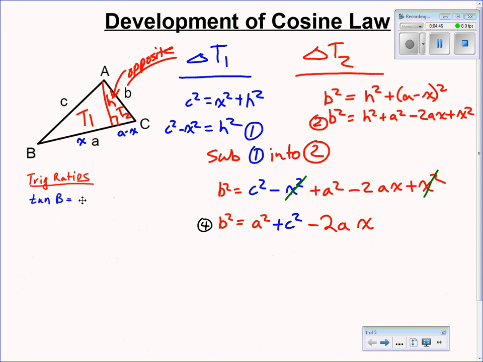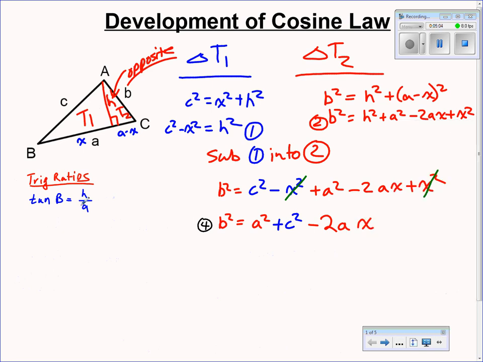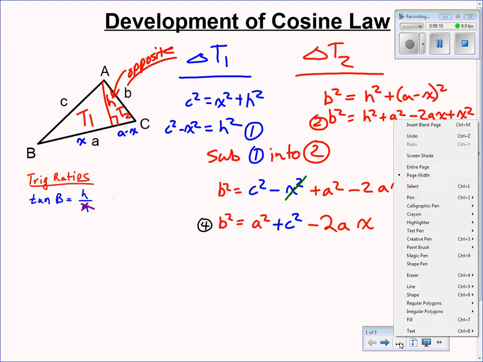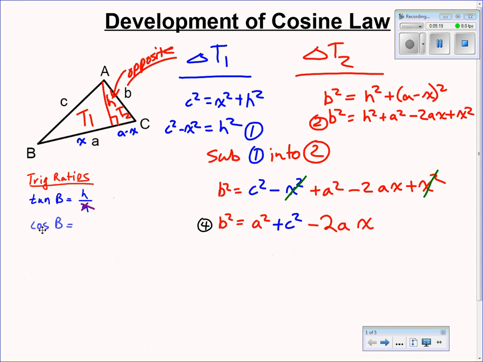So tan of B in this case is going to be h over a, because it's the opposite over the base. And it's not really A. It should be X. And let's continue. And then cos of B is going to be X over C. And then we take a look at sine of B, and then we have H over C.